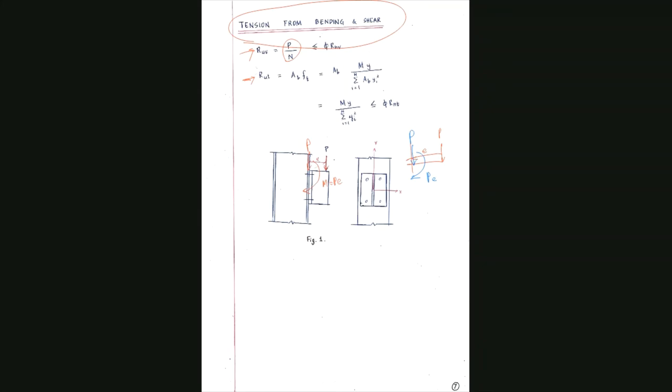these are the things that we require. RUV, which is just the shear per bolt. The shear per bolt should be less than the capacity. And RUT is AB times FT. You see that the value of stress F is MY over I. So this AB cancels off. So ultimately you have to find RUT as MY over sigma Y squared, and that should be less than phi RNT. So we will go through a problem and this part would be clear to you.